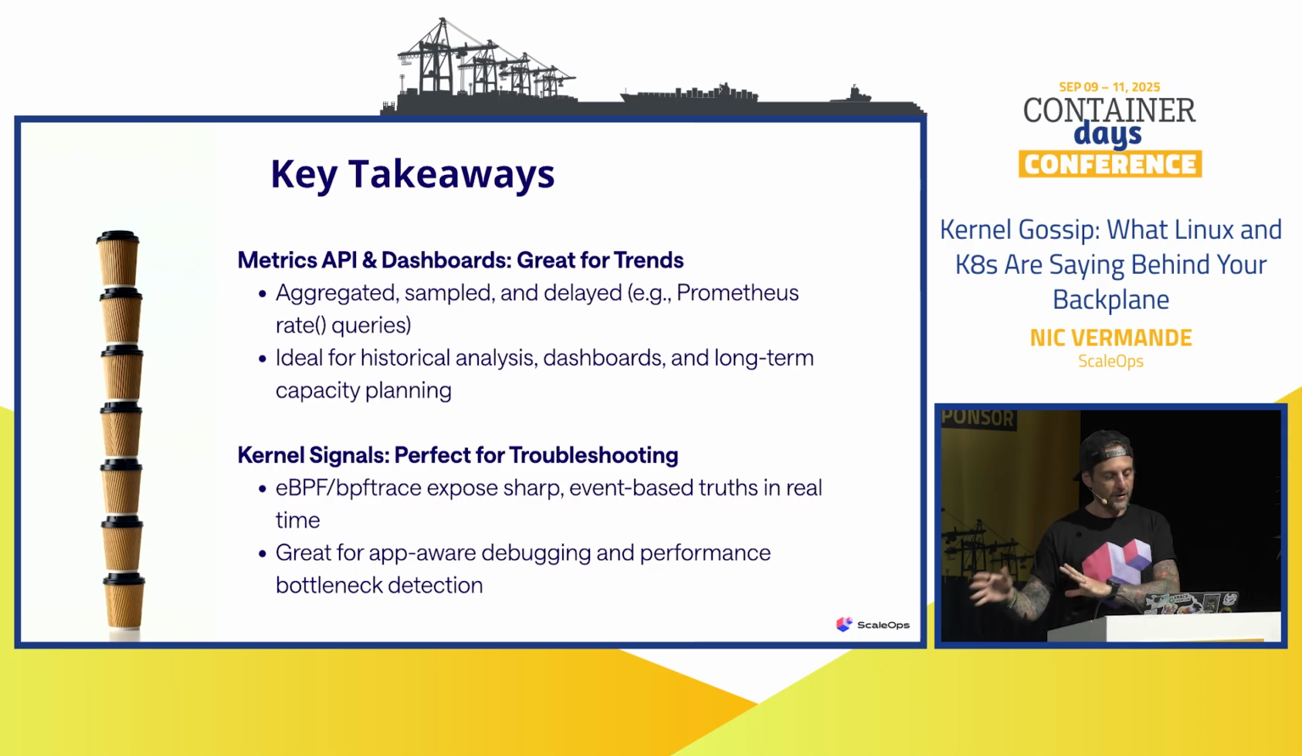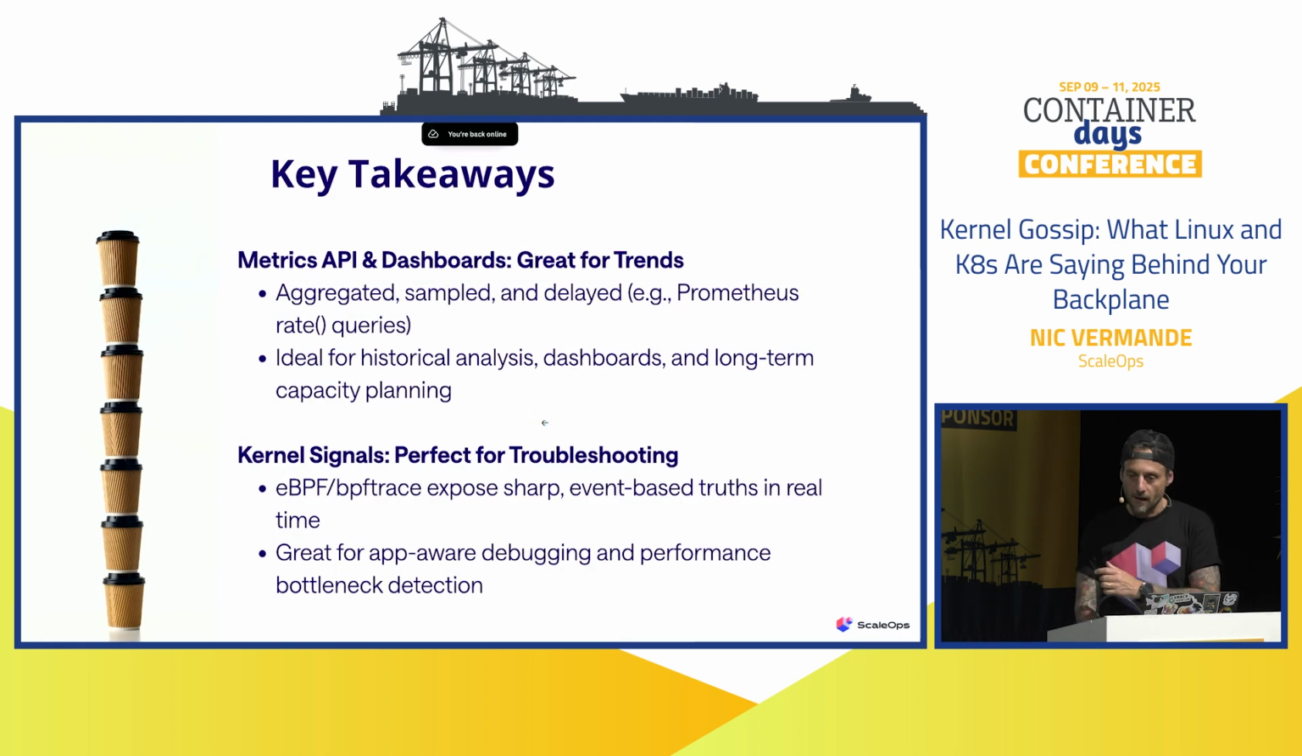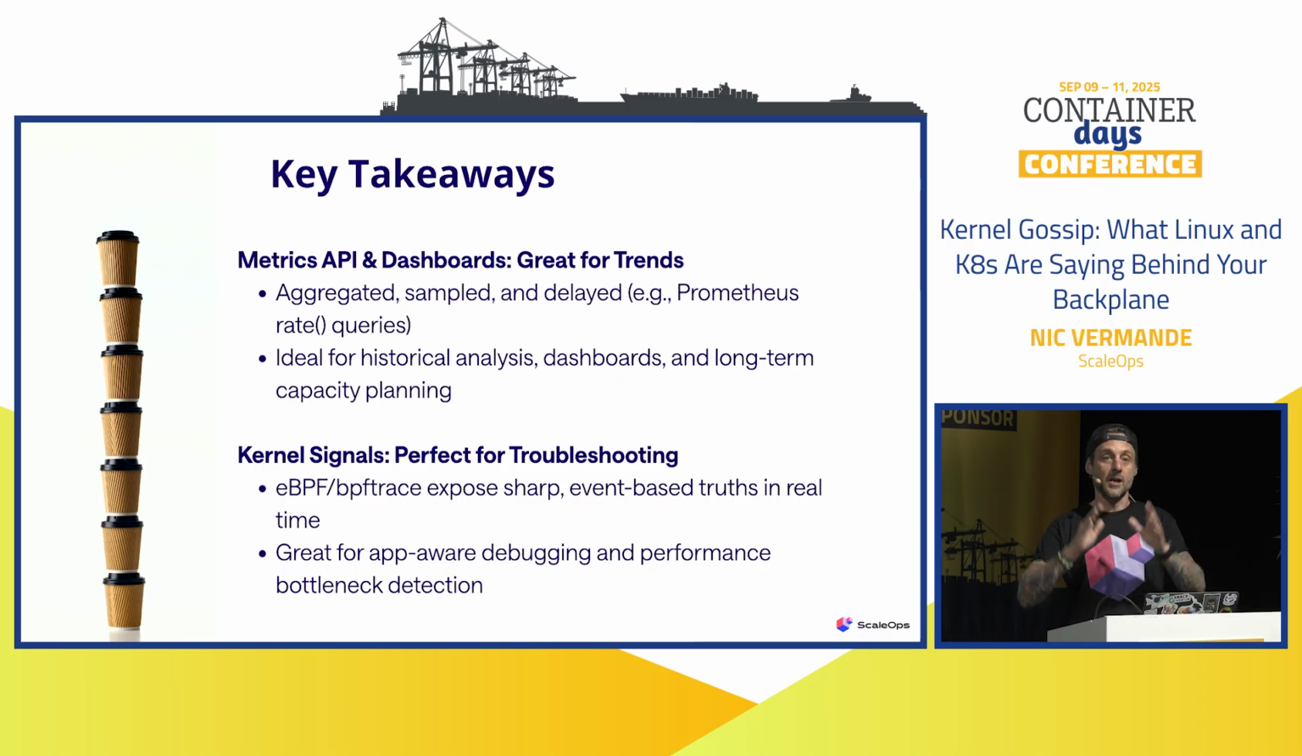So just to finish off, key takeaways. Today we saw the difference between the metrics API and the dashboard, which is great for trends. If you need signals to correlate with your application, start using eBPF. There are a lot of tools, like Falco for security and visibility, Hubble from Isovalent and Cilium, all those kinds of things.